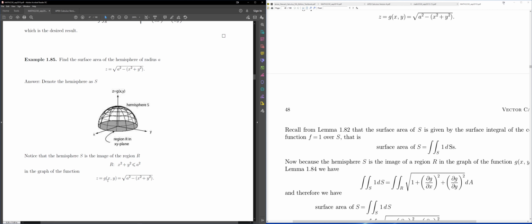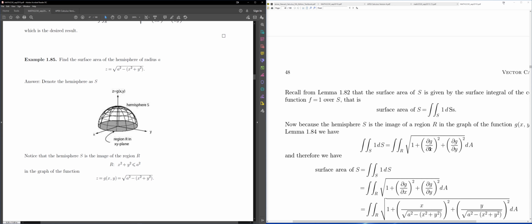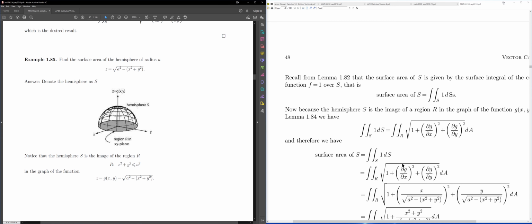Okay, so the z is equal to g of x, y. G of x, y is what's given to me. So this z is equal to g of x, y. This graph over here, in fact, gives me the hemisphere. So the g of x, y is the square root of a squared minus x squared plus y squared. And what I need to do is work out the dg dx and the dg dy.